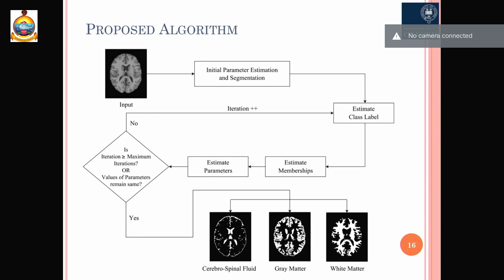And this is the algorithm. You are giving an input image, doing some initial parameter estimation and segmentation, estimating the class label, then estimating the membership like this, and estimating the parameters from here. Then check whether the maximum number of iterations has been reached or the parameters are converging, or if not, do the iteration again. If it converges, you have the segmentation into three classes: cerebrospinal fluid, gray matter, and white matter.